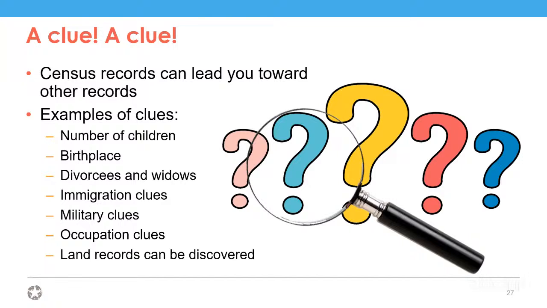Didn't know Uncle Bob was in the military. Well, now you do, because you can see it in the census, and then you can go look for his military records and see where he lived, put all of that together. Occupation clues as well can help direct where you look for land property ownership, that sort of thing. So all of that goes together to help you find your family members.